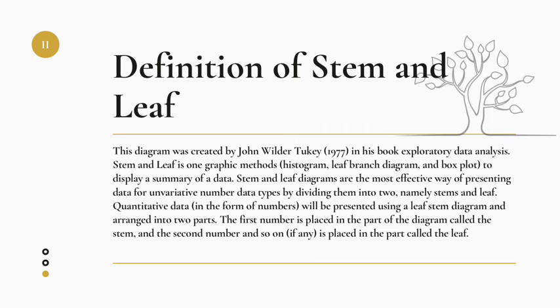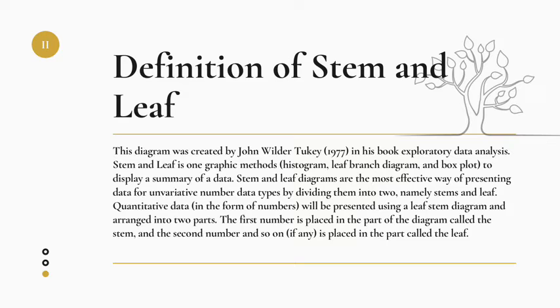This diagram was created by John Wilder Tukey in 1977 in his book Exploratory Data Analysis. Stem and leaf is one of the graphic methods, which include histogram, leaf branch diagram, and box plot, to display a summary of data. Stem and leaf diagrams are the most effective way of presenting data for univariate numbers.